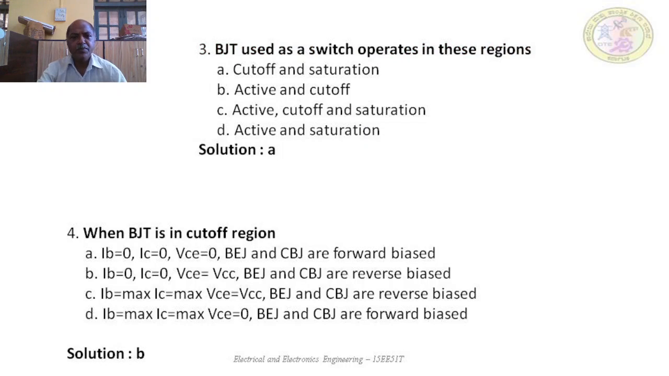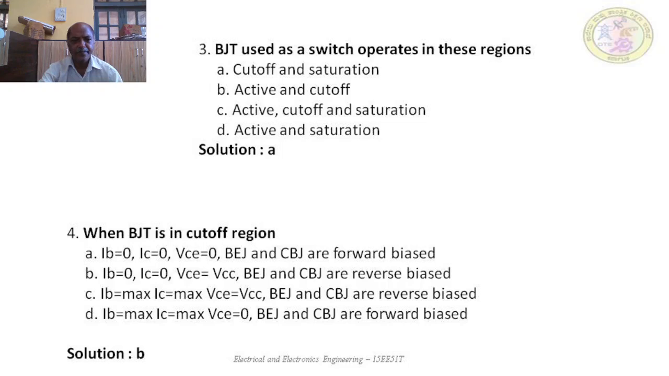The third multiple choice question: a BJT used as a switch operates in which regions? The options are: A, cutoff and saturation region; B, active and cutoff region; C, active, cutoff and saturation region; D, active and saturation region. The correct answer is A. So when the power BJT is used as a switch, it operates in the cutoff and saturation regions. The fourth question: when BJT is in cutoff region, which option is correct among these four options A, B, C, D?